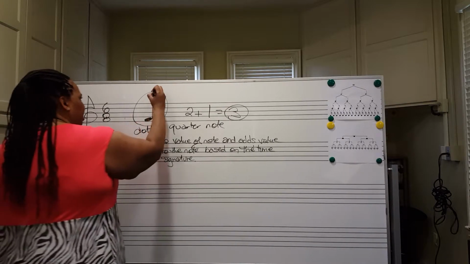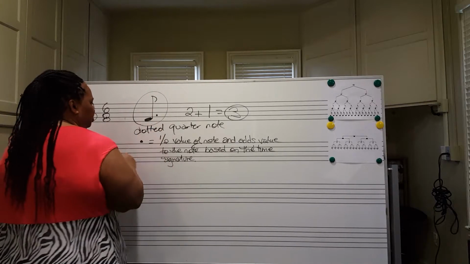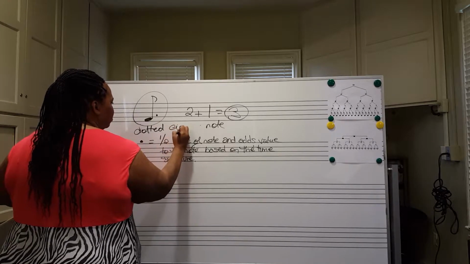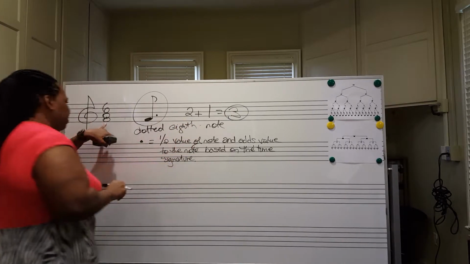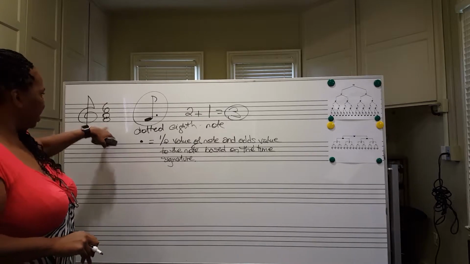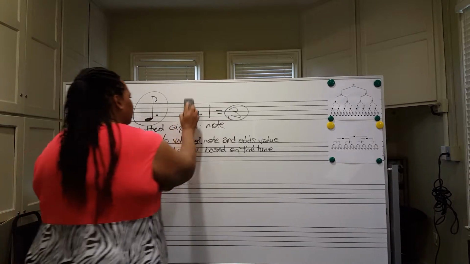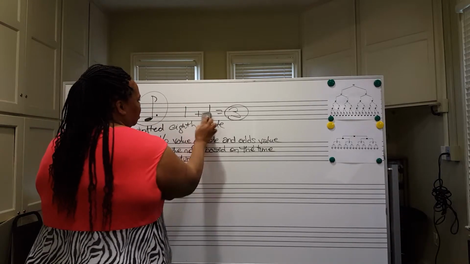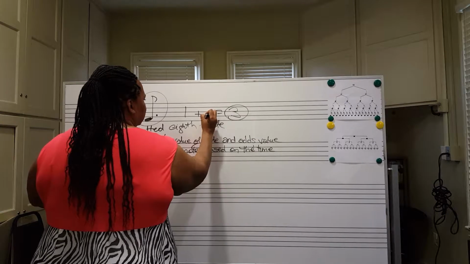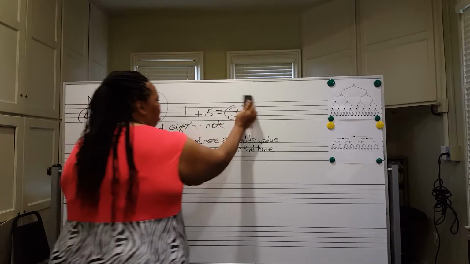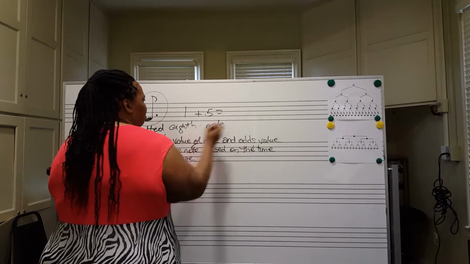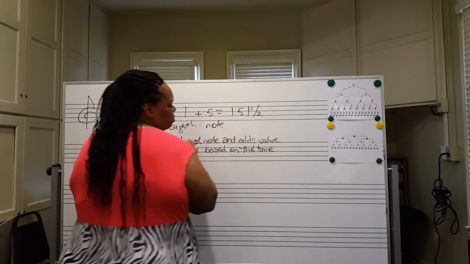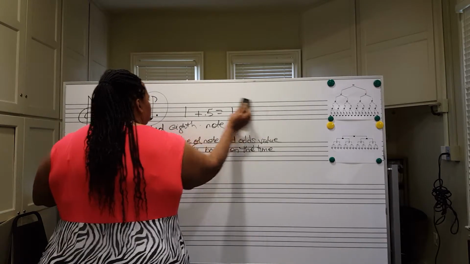So let's go ahead and make this that 8th note. All I'm going to do is add a flag to it. This becomes a dotted 8th note. In 6/8 time, the 8th note receives the 1 beat, so the 8th note is 1. The dot divides that in half, and therefore you have 1.5 beats. Okay? Let's do another one.